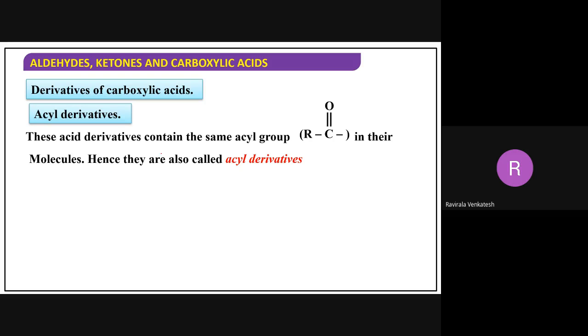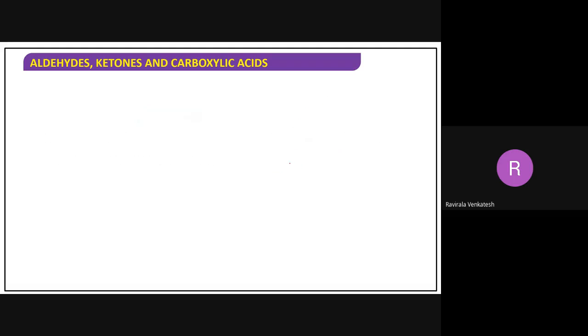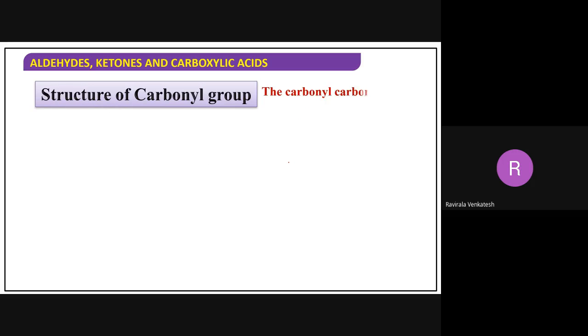Now, when it is derived with an RC=O group, they are called acyl derivatives. That we don't discuss here. Let me leave that. We will now discuss the carbonyl group separately.